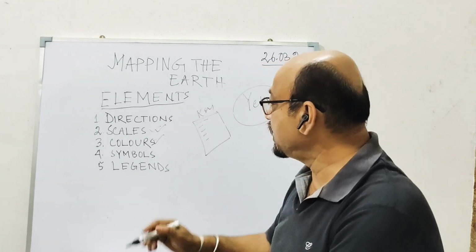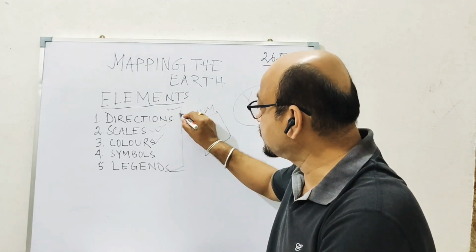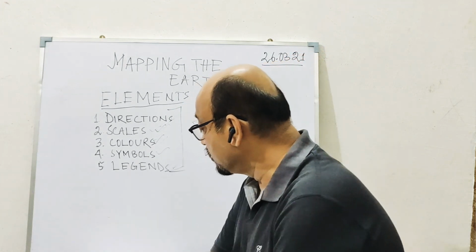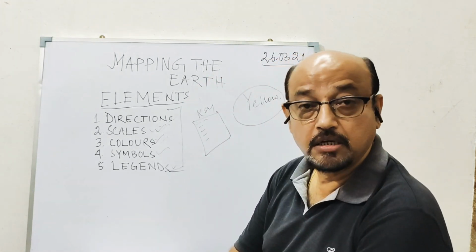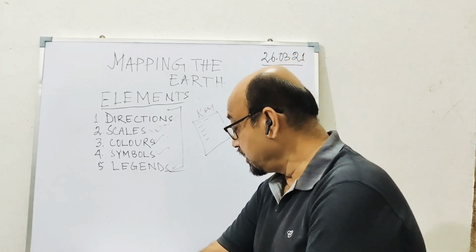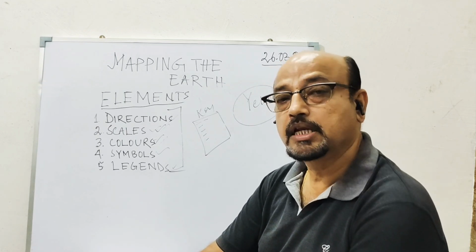So today we have discussed all the elements of the map, that is direction, scale, color, symbol and legend. Next day we will start with the other forms of mapping, that is sketch and plan. Then we will discuss the different types of map, the small scale map and the large scale map.